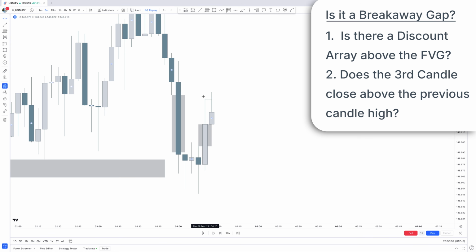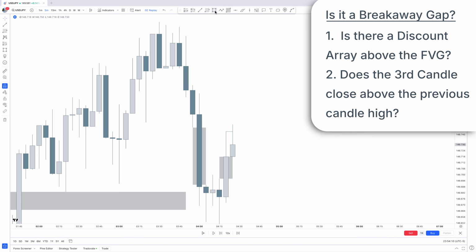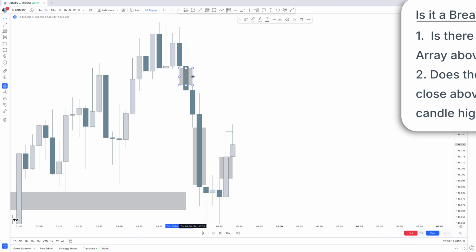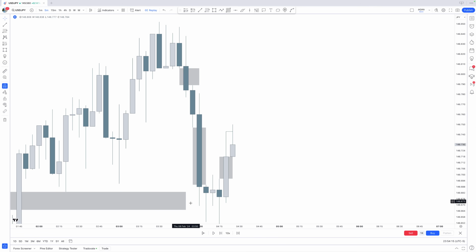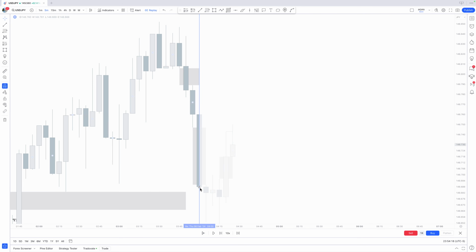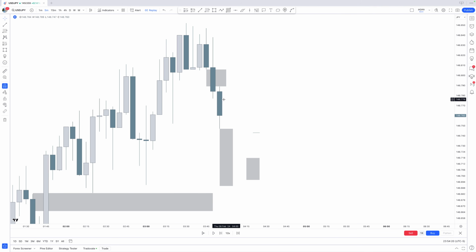Of course, in a bearish situation, it would be, does the third candle close below the second candle low? For example, this one right here. This is a breakaway gap. Why? Because this right here, the third candle closes below the second candle low.